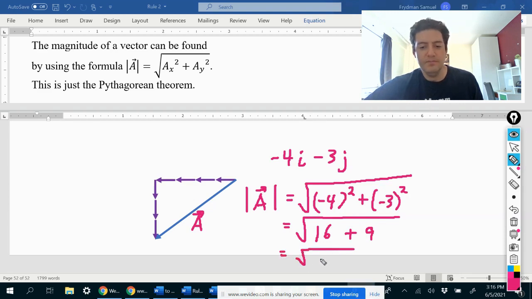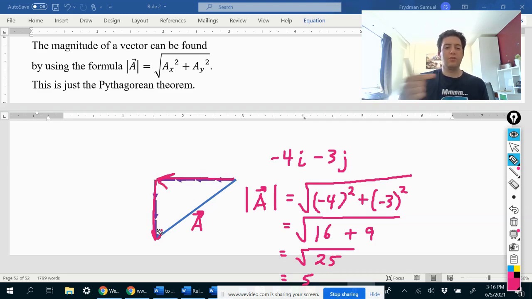So I'm just going to get the same thing that I got before, because the magnitudes of these vectors over here were the same. It didn't matter that they were moving to the left and down instead of to the right and up, because when you square a negative number, you just get a positive anyway. So it's okay to put negative numbers into this formula over here.